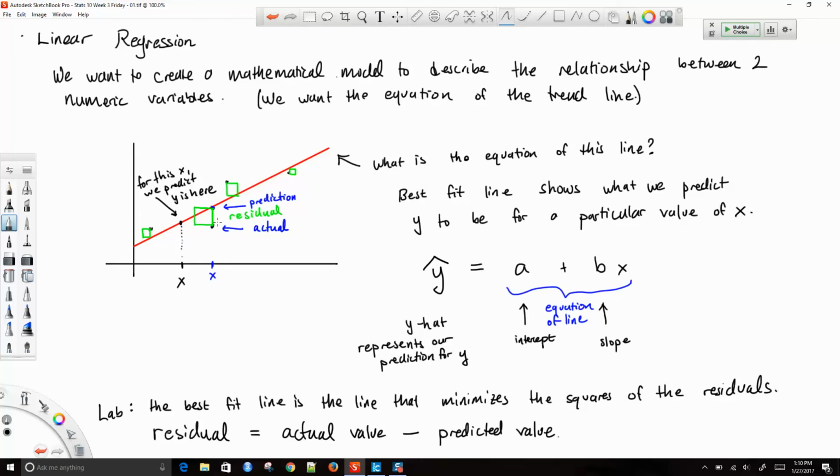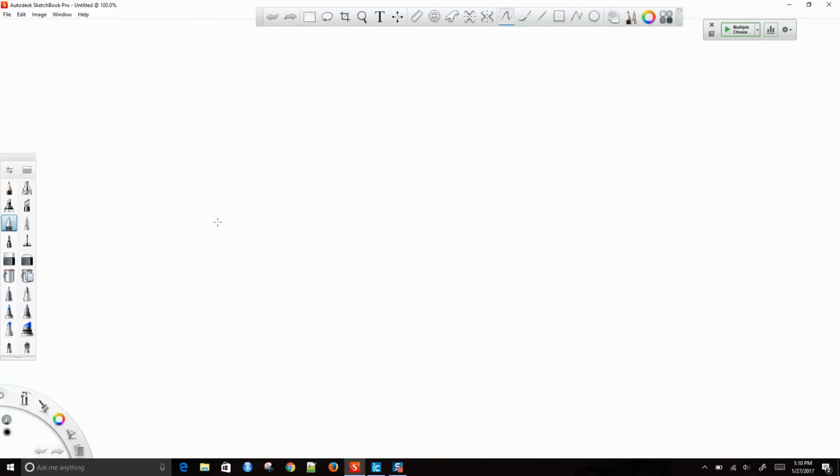So this is what we have. And thanks to the work of other mathematicians or statisticians, we have found that the best fit line will always have a certain slope and will always have a certain intercept.